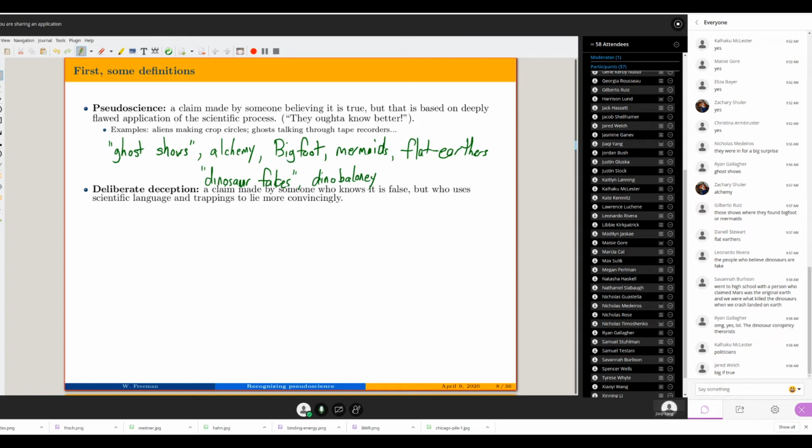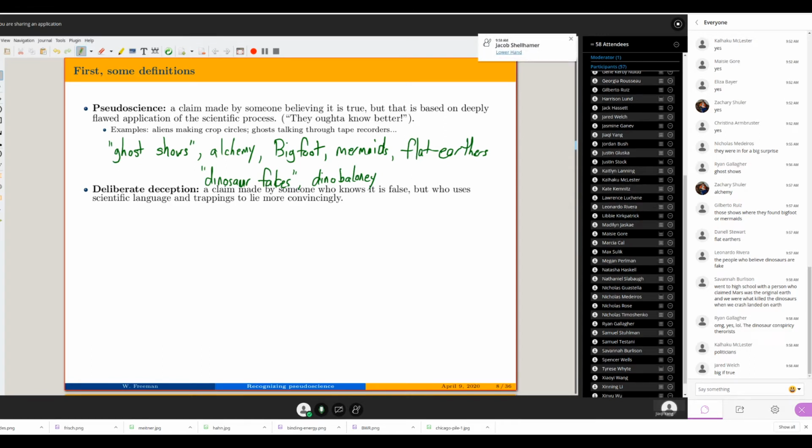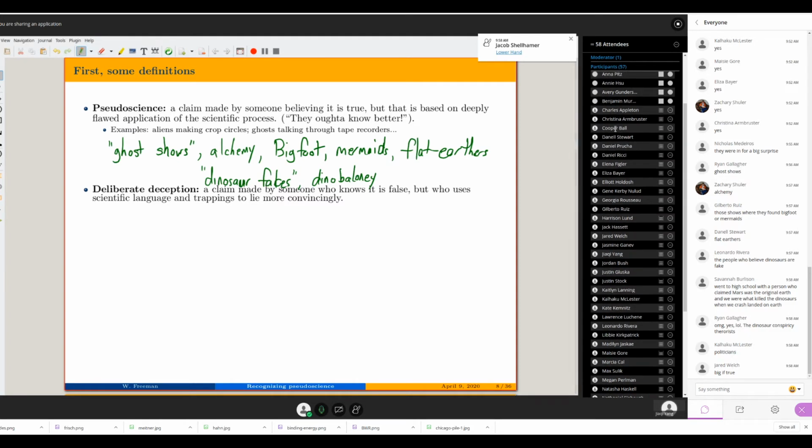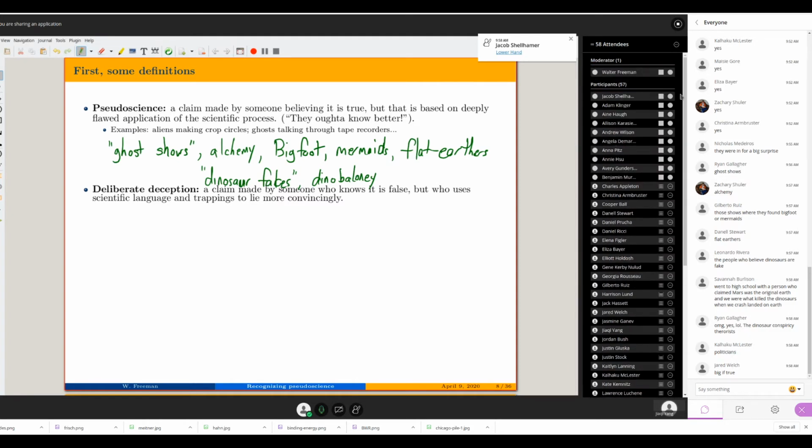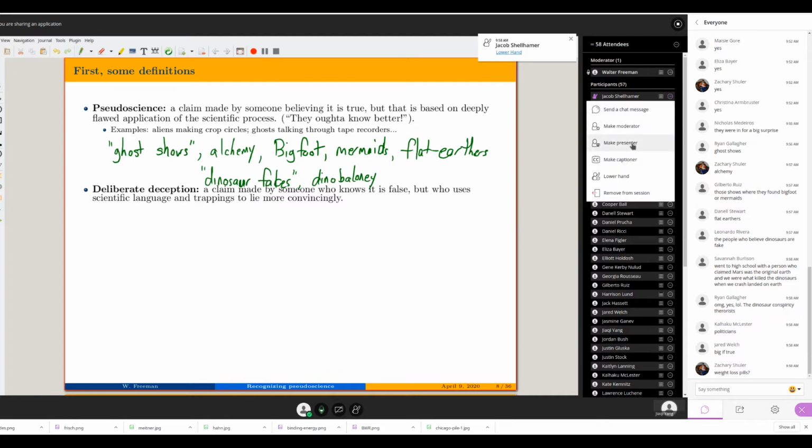So what are some examples of the second category? So people who are making claims that they know are false, but they're trying to fool other people. Kahaku says politicians. I'm not even going to touch that one. Jacob, what were you going to say? Let's see, I can make you a presenter if you want to talk.